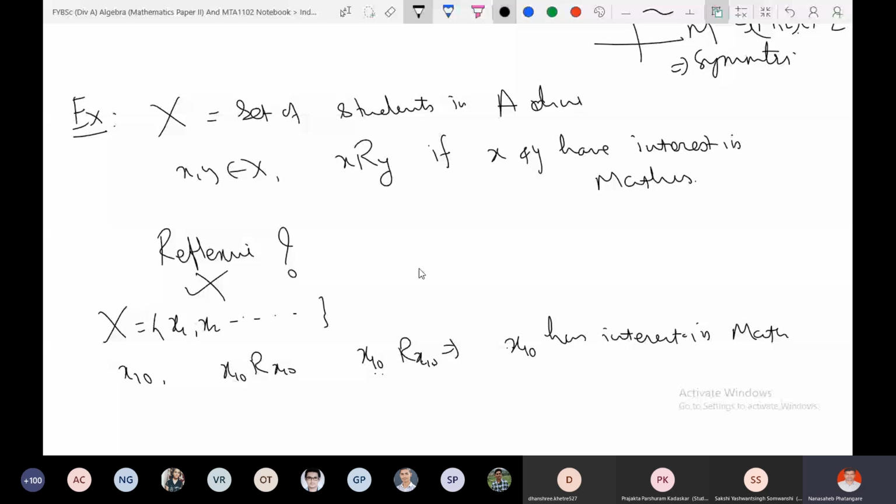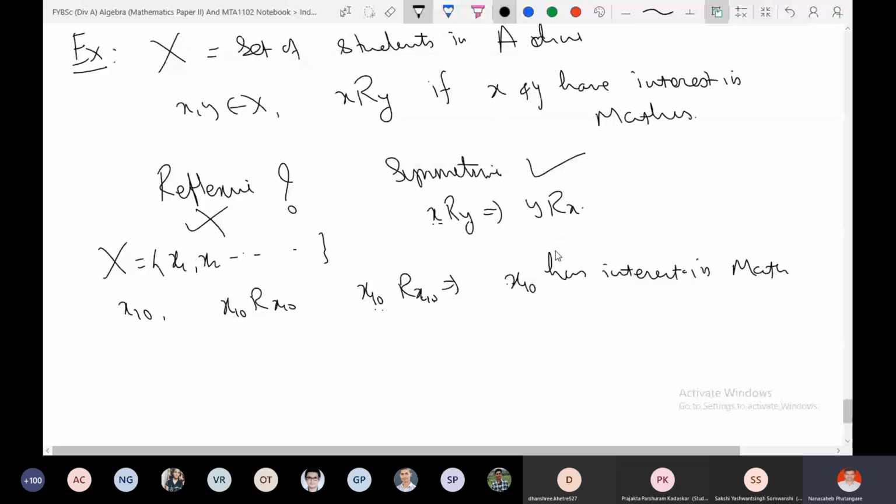Is it symmetric? Yes, sir. Symmetric is clear, right? Because if X and Y have interest in mathematics, then Y and X have interest in mathematics. So symmetry is clear. Right. Fine.